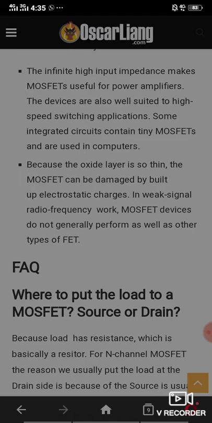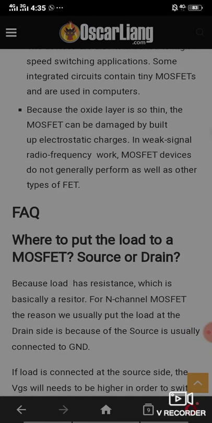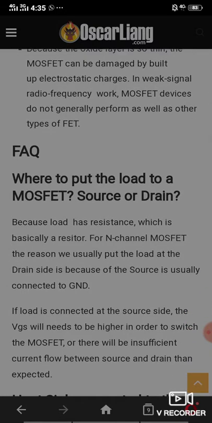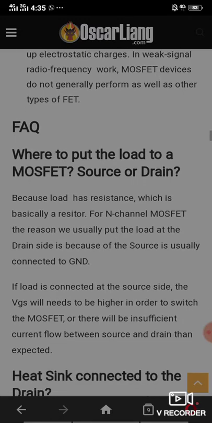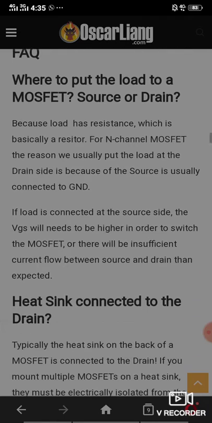Where to put the load on a MOSFET, source or drain? The load has resistance, which is basically a resistor. For an N-channel MOSFET, we usually put the load at the drain side because the source is usually connected to ground. If the load is connected at the source side, the VGS will need to be higher in order to switch the MOSFET, so there will be insufficient current flow between source and drain than expected.